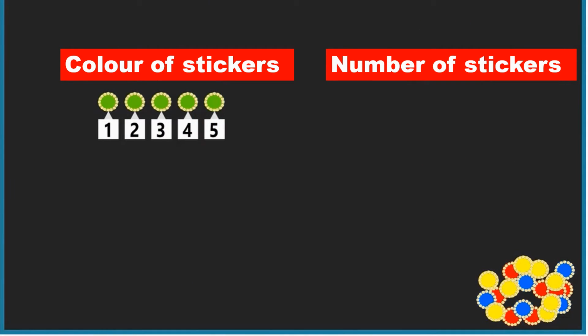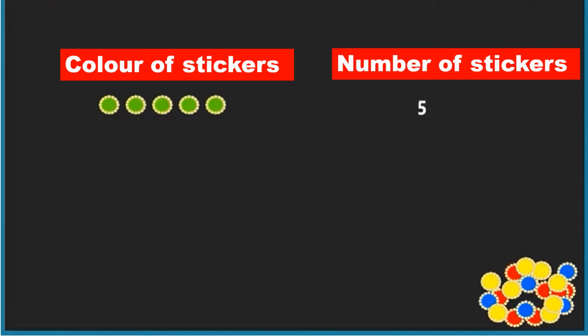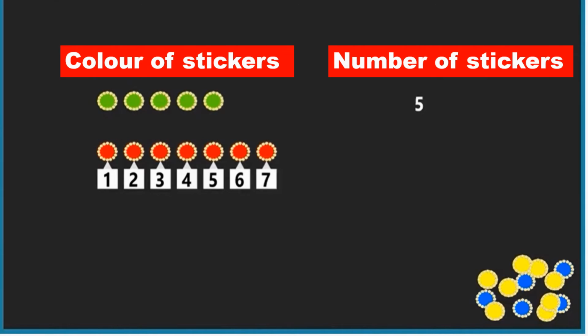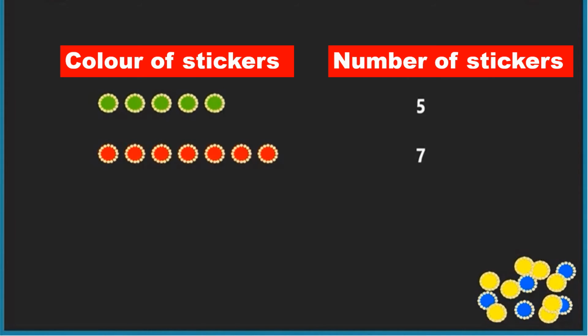I have 1, 2, 3, 4 and 5 green stickers. So we have to write 5 against green stickers. Now there are 1, 2, 3, 4, 5, 6 and 7 red stickers. So we have to write 7 against red stickers.